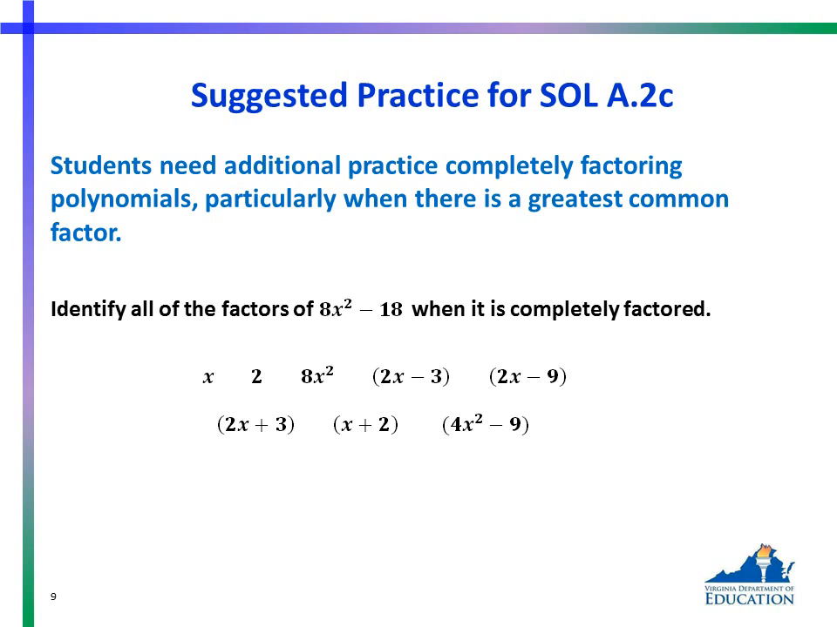For SOL A.2c, students need additional practice completely factoring polynomials, particularly when there is a greatest common factor. For the example shown, many students would not recognize that the greatest common factor of 2 is indeed a factor. It is also important to note that 4x squared minus 9 can be factored into the quantity 2x plus 3 times the quantity 2x minus 3, and is therefore not a factor of 8x squared minus 18 when it is completely factored. The answer to the example is shown on the screen.